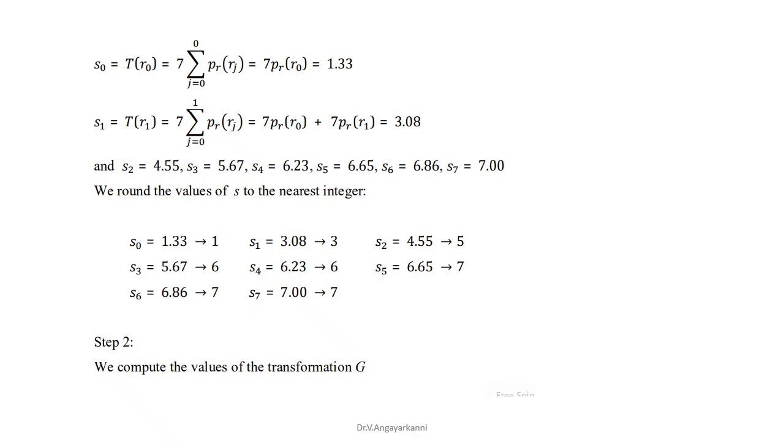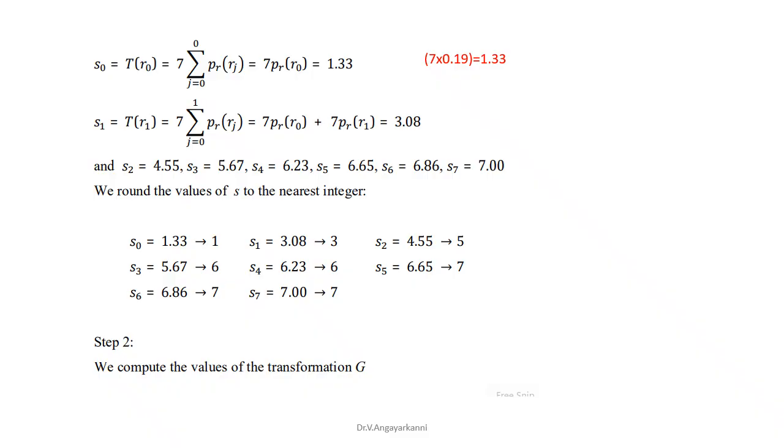Similarly, 5.67 is rounded to 6 and 6.86 is rounded off to 7. So like that, 3.08 is rounded to 3. Similarly, we have calculated the S values. Step 2, we compute the values of the transformation G. Here it is shown how it is calculated. The values are shown here.